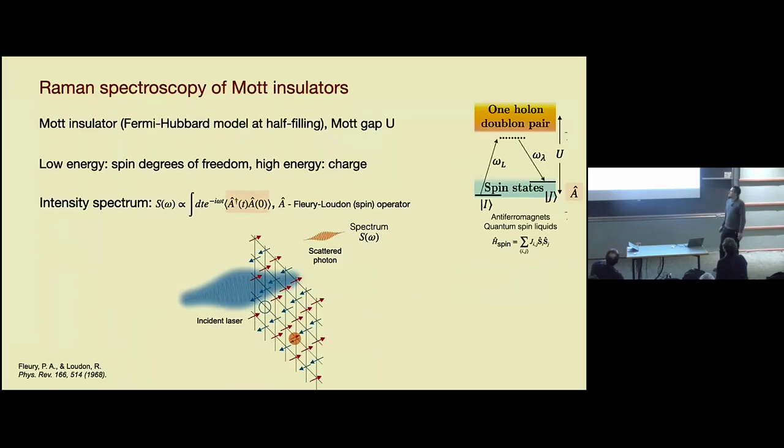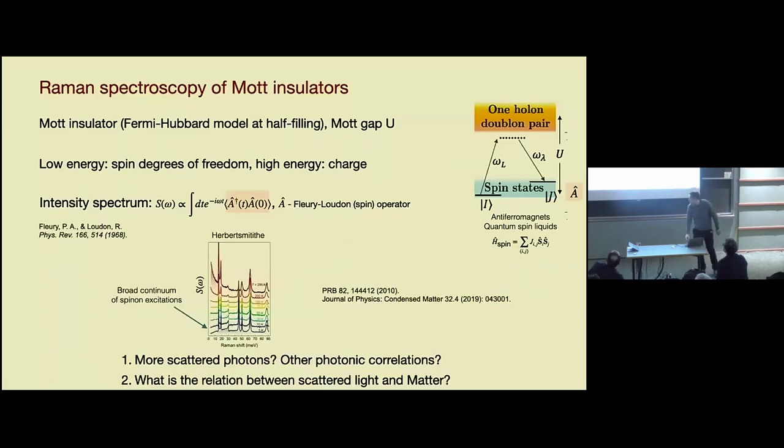Now if we consider non-resonant inelastic light scattering in this system, with the laser frequency being sufficiently detuned from the Hubbard gap U, then this inelastic scattering process is governed by the so-called Fleury-Loudon operator, which is a purely spin operator. The intensity spectrum of the scattered light is given by the correlation function of these Fleury-Loudon operators.